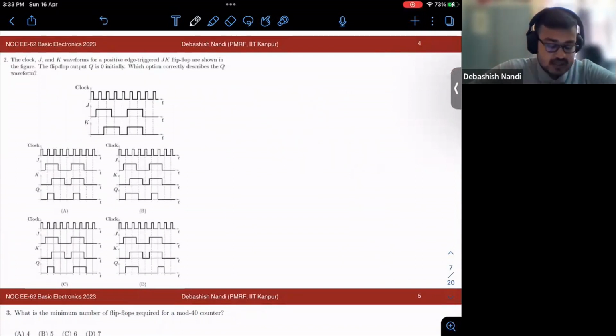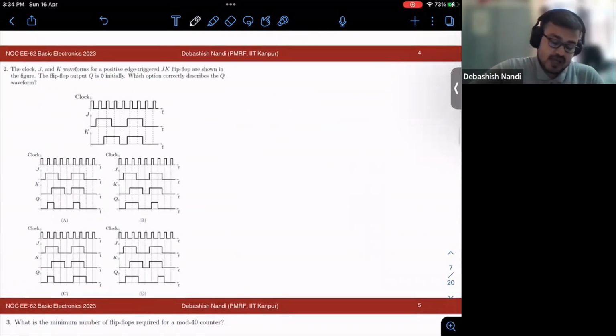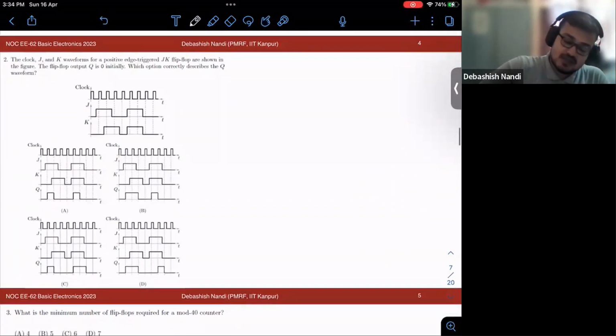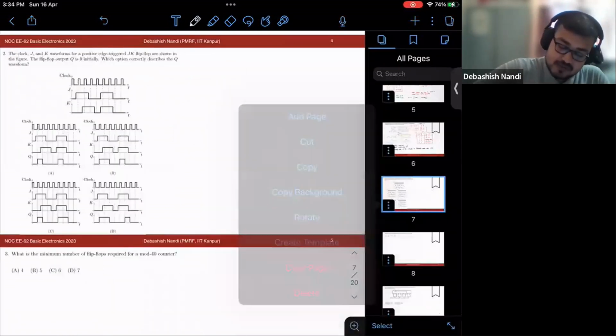It is stated that the clock, J and K waveforms for a positive edge triggered JK flip-flop are shown in the figure. The flip-flop output Q is 0 initially. So which option correctly describes the Q? Fine. So what is a flip-flop, by the way? Let me just tell you briefly about flip-flops.